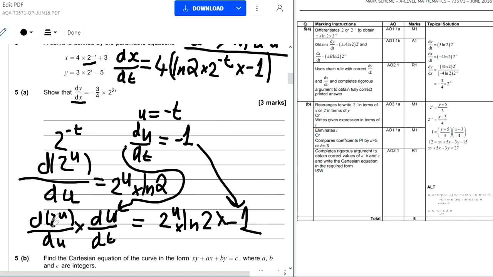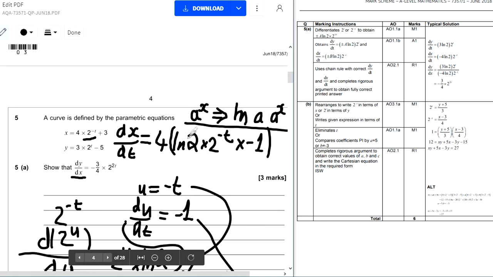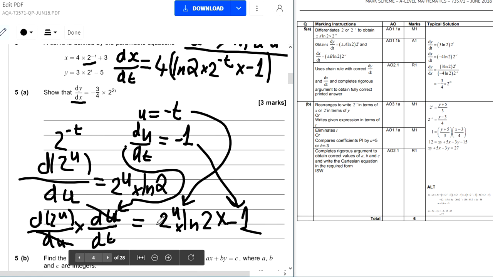What's going to happen here is, although differentials aren't fractions, they do act like them. So this is going to cancel with this, and you're going to be left with d(2 to the u)/dt, which is this. Now we've still got a u here, so all you have to do is you substitute that u for the minus t. That's literally all I've done here. As you can see, 2 to the minus t, then ln 2 times by minus 1.